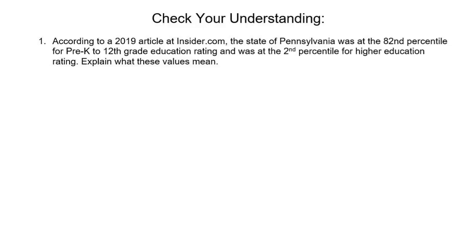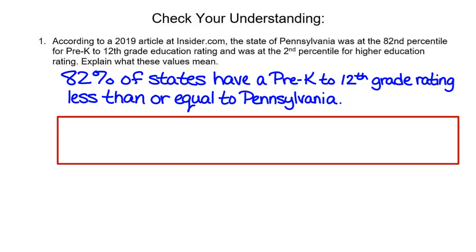So what's it mean when we say the state of Pennsylvania was at the 82nd percentile for pre-K to 12th grade education rating? Yeah, 82% of the states have a pre-K to 12th grade rating that is less than or equal to whatever Pennsylvania has, where they are as good as or better than 82% of the other states in their K-12 education or pre-K to 12 education.